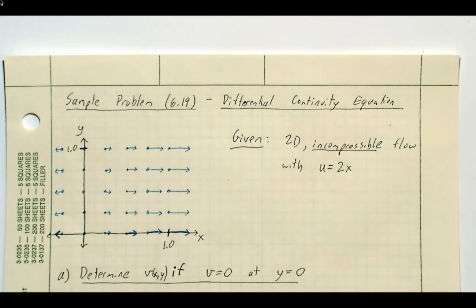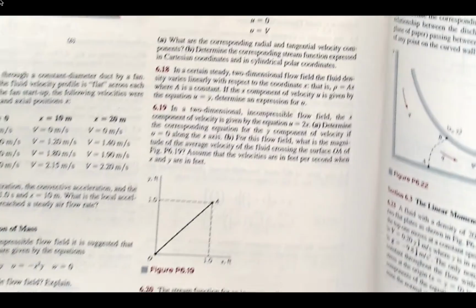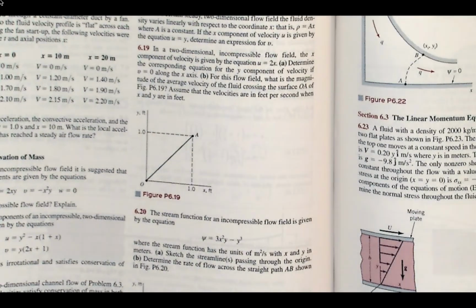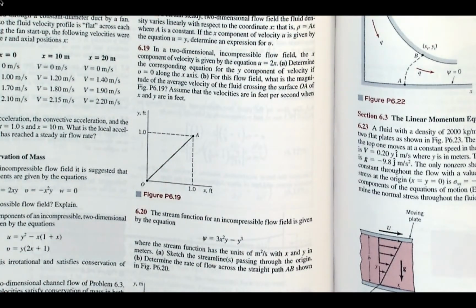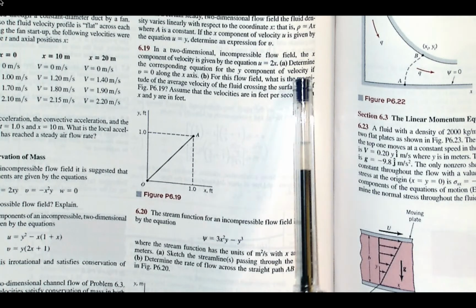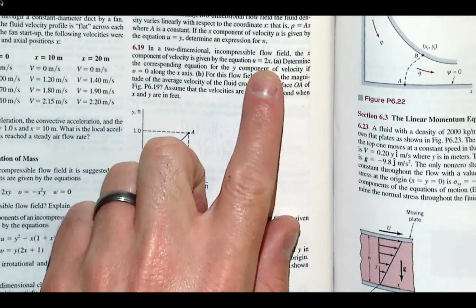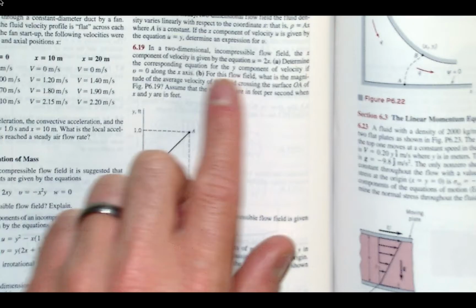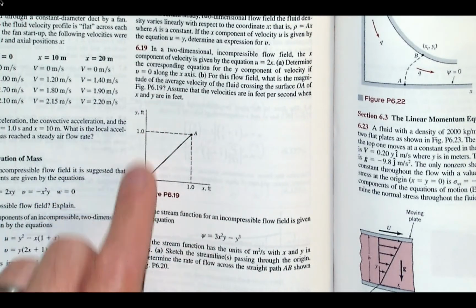Okay, so this is 6.19 in your book, and here's the picture I have drawn here. But what's given in the problem statement actually looks a lot different. It just says in a 2D incompressible flow field, where u is given as 2x. So that's all that's given, really. Do some things with it.